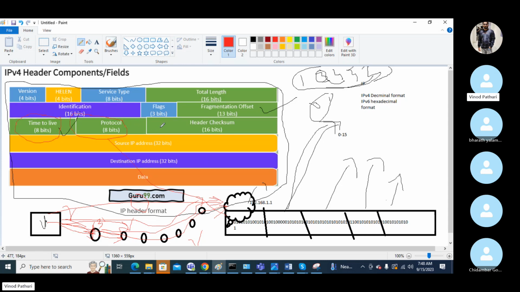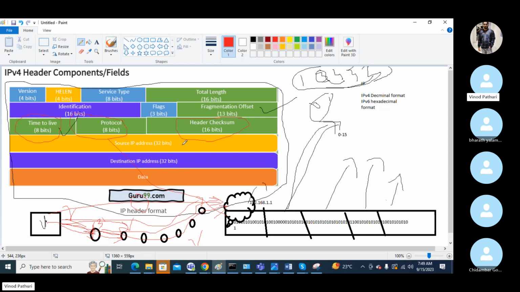And the next one is the header checksum. We told, right, that layer 3 devices, each layer performs some error detection and error checking. So for that it will use a header checksum. By comparing this header checksum value, it will confirm that whatever packet was transferred from the source has reached the destination. Okay, I will show you all these fields in Packet Tracer.